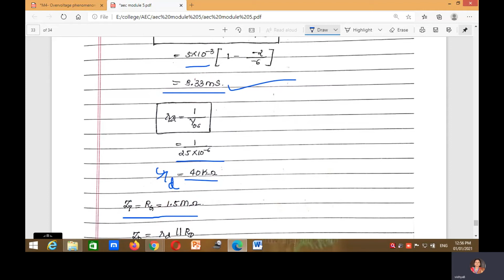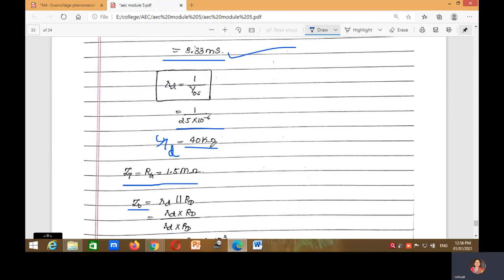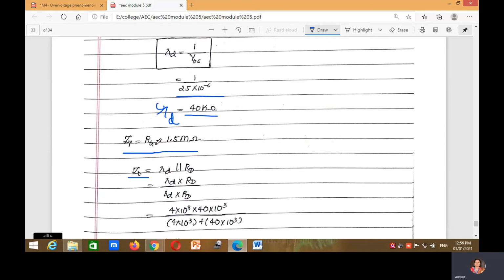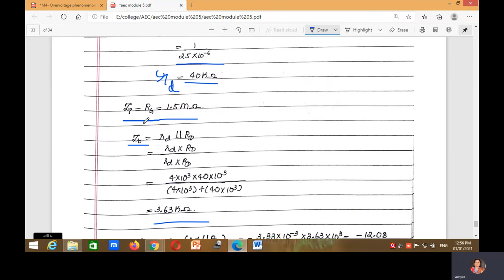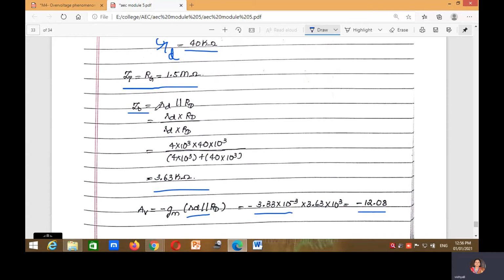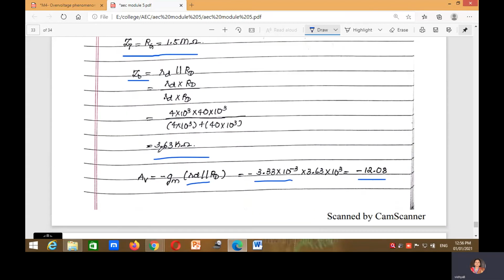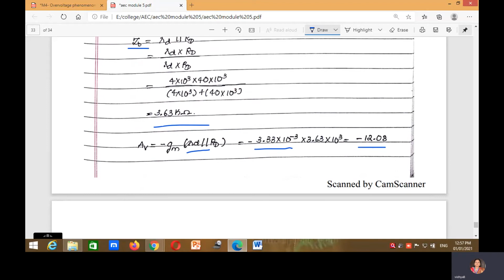rd is equal to 1 divided by Y naught S. We know the value of Y naught S. Substitute, you will get rd value 40 kilo ohm. ZI is equal to RG is equal to 1.5 mega ohm. Z0 is equal to rd parallel with capital RD. When you solve this one, you will get 3.63 kilo ohm.